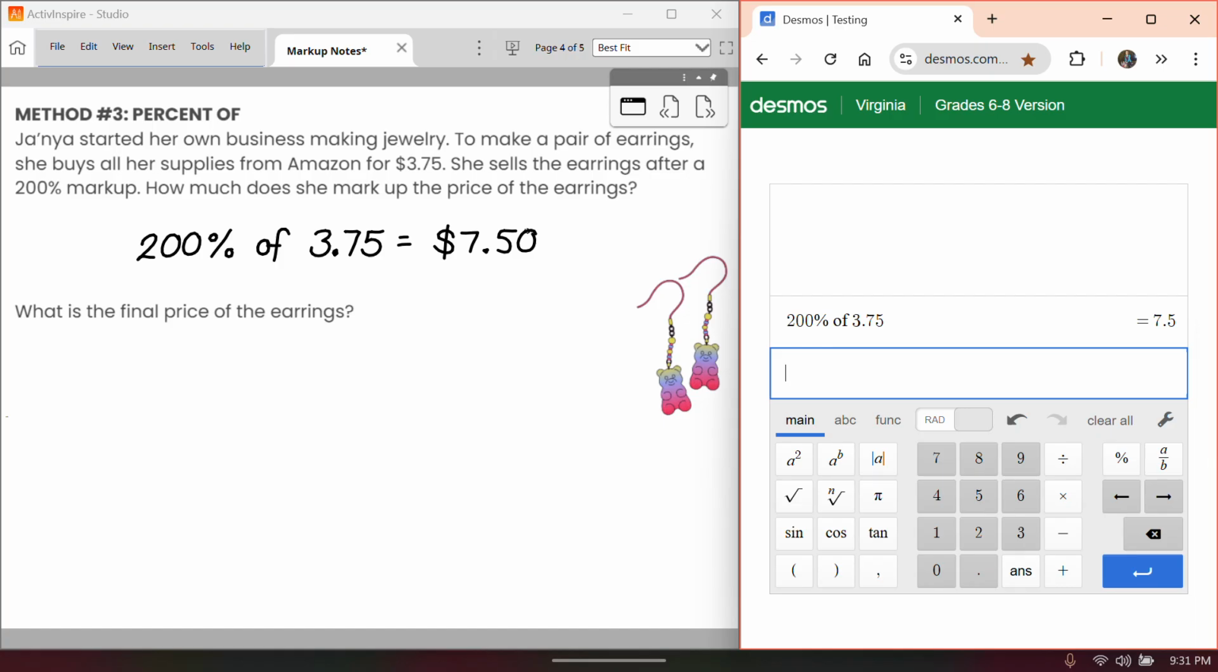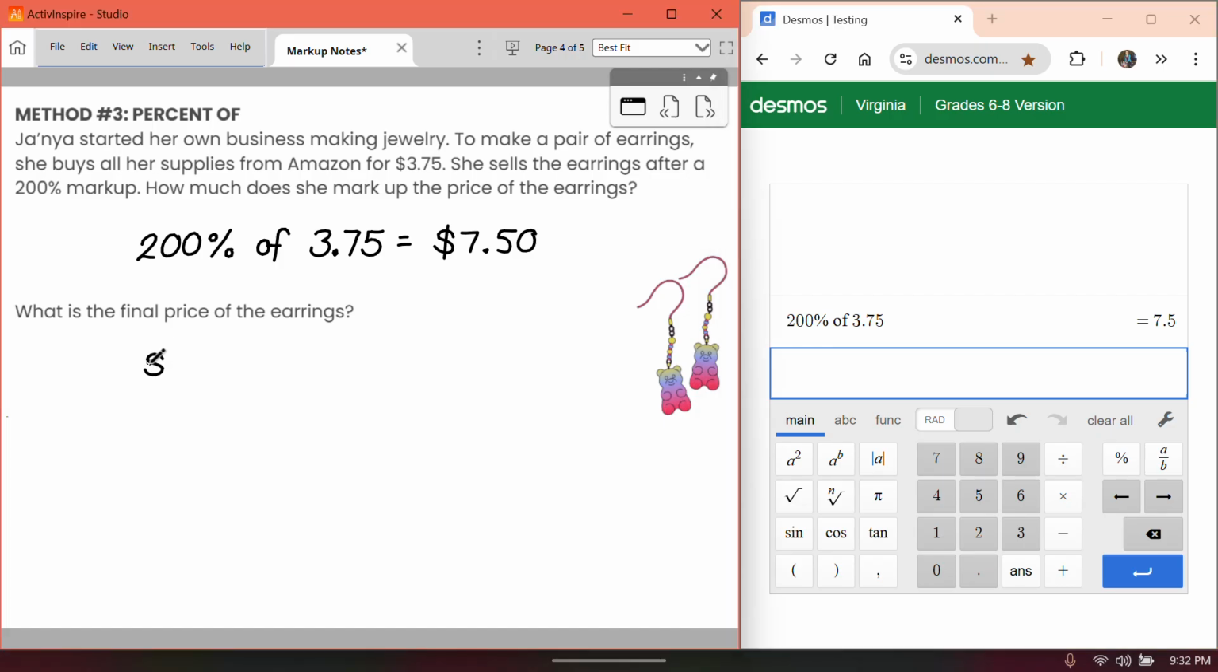So when it says the final price, you have to do one more step, just like you would with tax, just like you would with tip. You're going to take the original cost, which was the $3.75. That's what she spent on supplies. And you're going to add the markup, the $7.50, to figure out what the final price is.